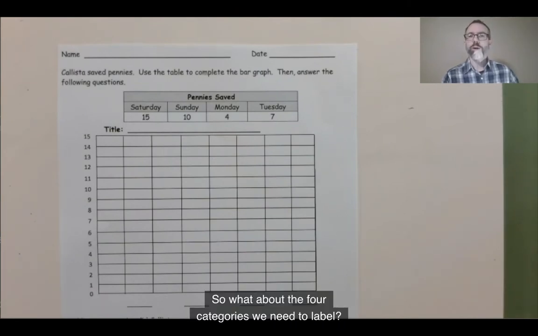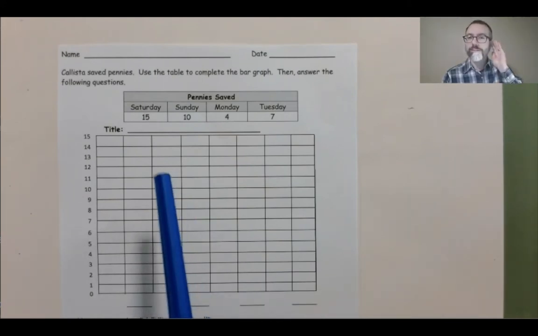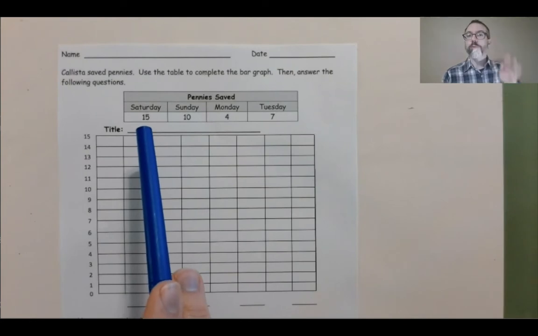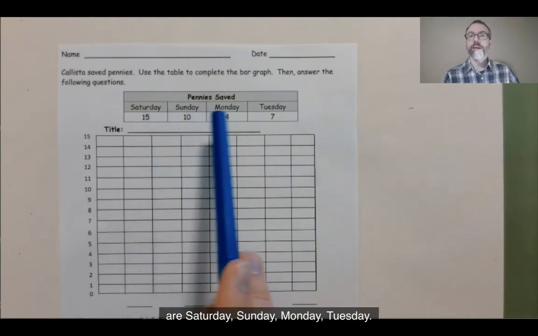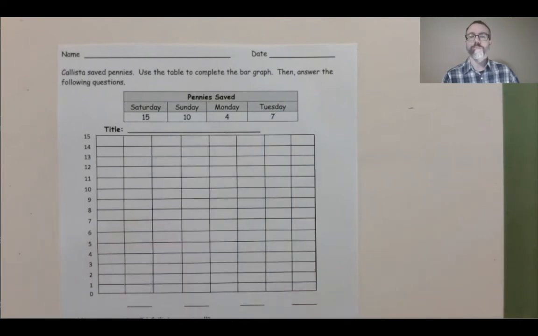So what about the 4 categories we need to label? What are they? From the data table, we can see the 4 categories are Saturday, Sunday, Monday, Tuesday. So I want you to press pause now, complete your title, and label your categories. Then press play when you have finished, and I'll be waiting for you.